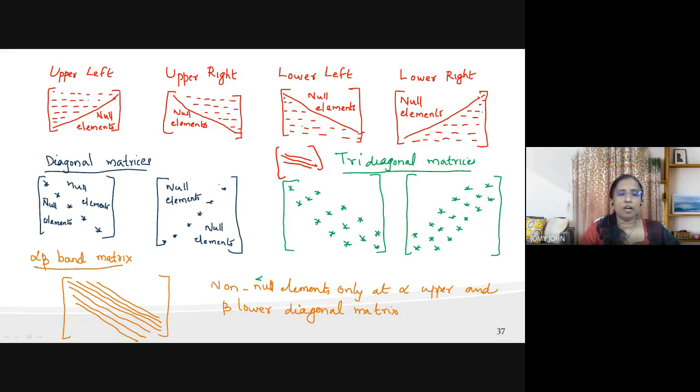Next is the alpha-beta band matrix. This is similar to a tridiagonal matrix. In the case of tri, there will be only three. This can be any. That means we have non-null elements only at alpha upper and beta lower. That is, here it is 3, exactly 3. Here it can be alpha on this side and beta on this side. This is known as sparse matrices.